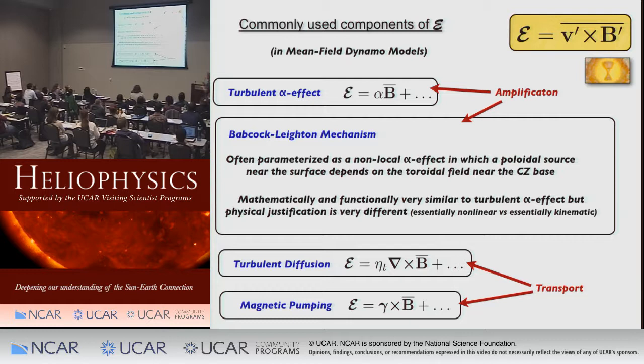But that said, the way it's implemented in dynamo models is essentially kinematic, because it's very different from the turbulent alpha effect, but the way it's actually included in a dynamo model is just as a non-local alpha effect. So you have a poloidal source at the top that depends on the toroidal field at the bottom. And so it looks like alpha times B, except the alpha is at the top and the B is at the bottom. So it's essentially kinematic in the way it's implemented. There's also a turbulent diffusion part and a magnetic pumping part. Both of these are very important parts of dynamo models. These have to do with the transport of the field, pushing it around. These have to do with field amplification.